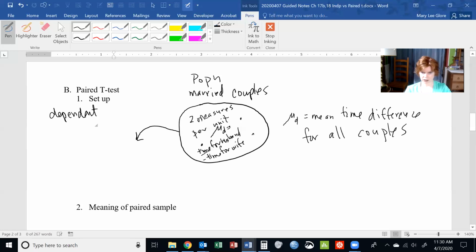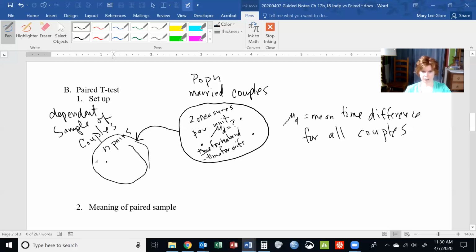So this mu d is a big question mark. What do I do? I take a sample of married couples, so I would have n married couples. By the way, a pair is a twosome, like a pair of shoes, two. So these are pairs: the time for the husband and the time for the wife is a pair of measurements per couple. I'm going to have n pairs of data, so n times 2 observations.